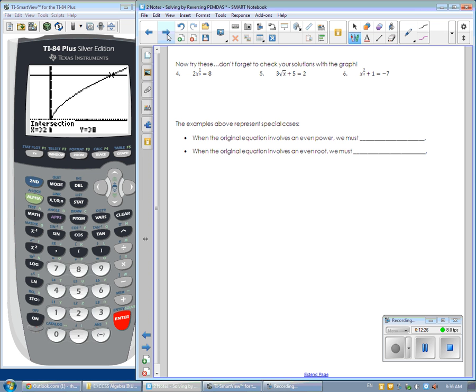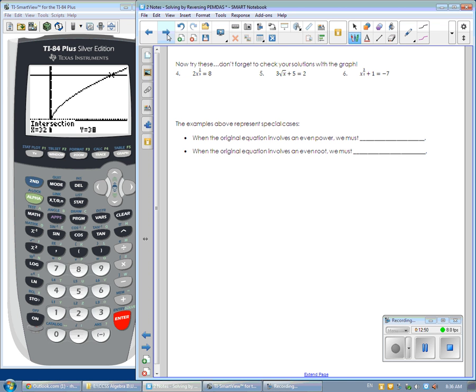They're very similar to the ones you just did, but this time it's going to be really important for you to check your solutions with a graph. That's because this is where we're going to run into some challenges. So again, I'd like you to pause the video and work with a partner, solve the 3 equations, make sure you check the solutions with a graph, and then pay attention to the special cases that are identified below.